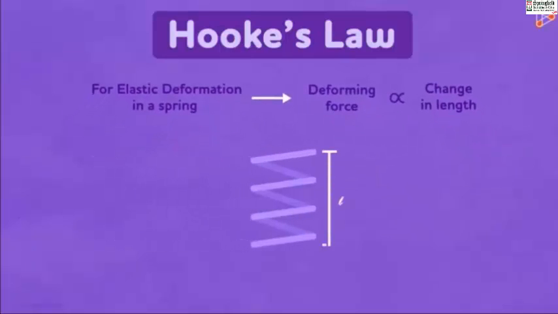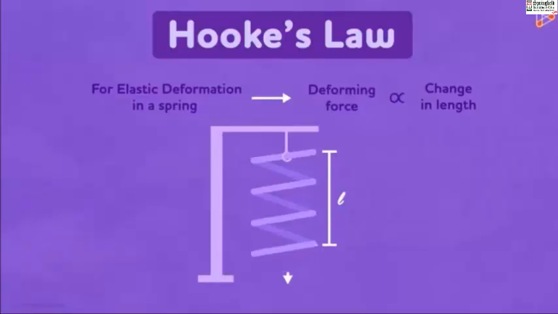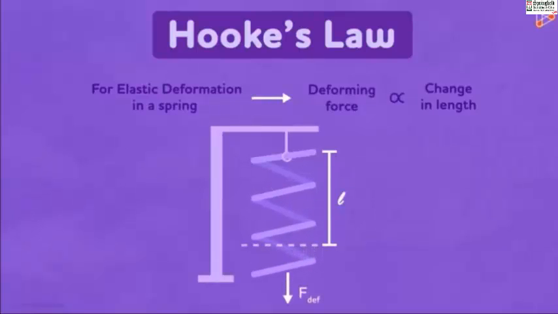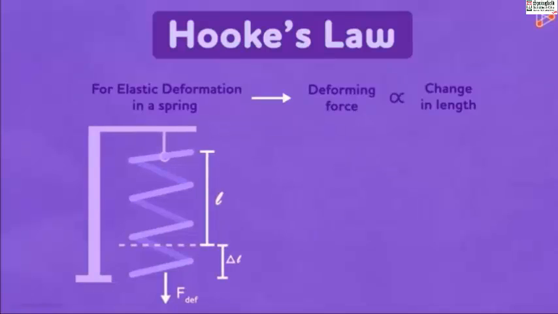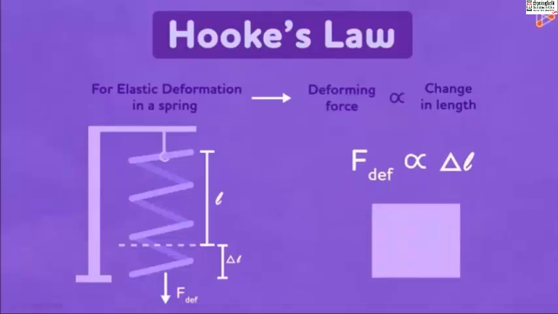Consider a spring of length L, whose one end is fixed. Suppose the stretching force F is applied on the other end. Now let the change in its length be delta L. The law states that the force F is directly proportional to delta L. Now what do we mean in mathematics when one quantity is directly proportional to the other? It means that one thing is some constant times the other.